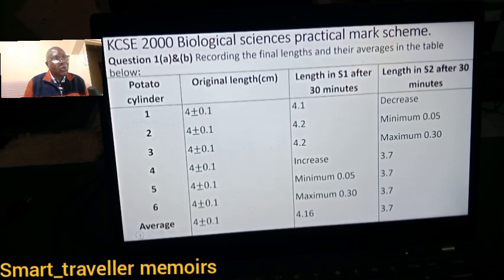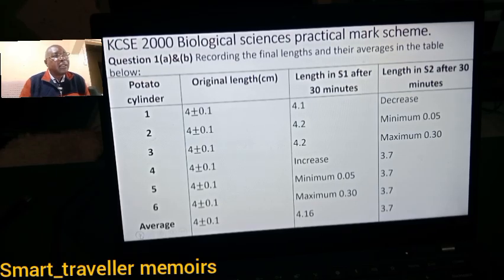For the length in S1 after 30 minutes, there will be an increase, and the minimum increase is 0.05, and the maximum increase is 0.30, so that you can have 4.15 or 4.4, if I'm not wrong, and the average is 4.16.